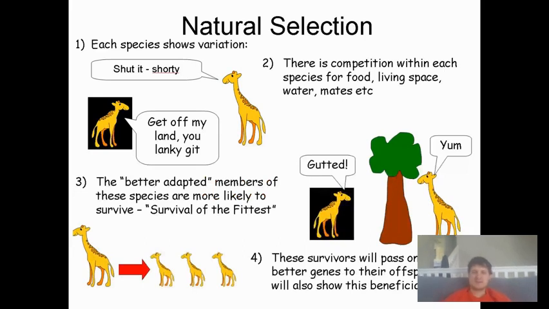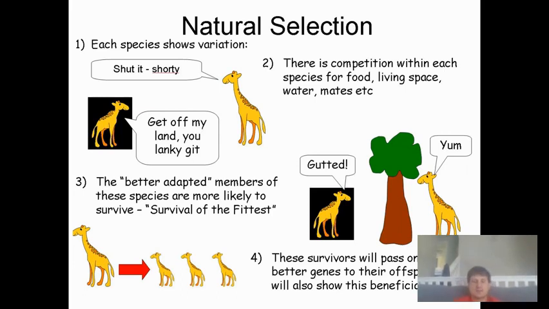Okay, here's another way to look at this. Let's look at giraffes. Again, 4 steps. Number one, each species shows variation. We can see in these giraffes, one is very tall, one is very short. Number two, there is competition within each species for food, space, water, mates, etc. So these two individuals are going to compete.